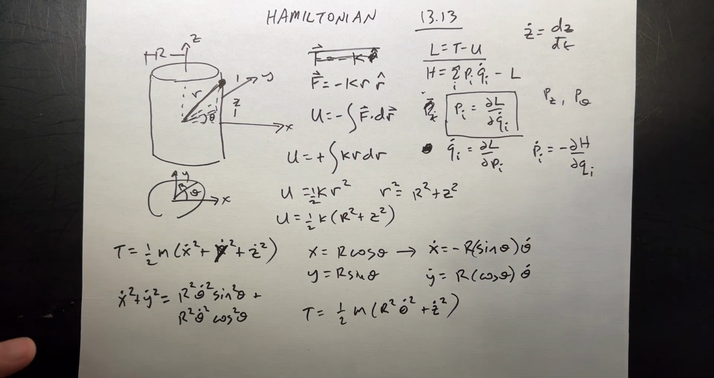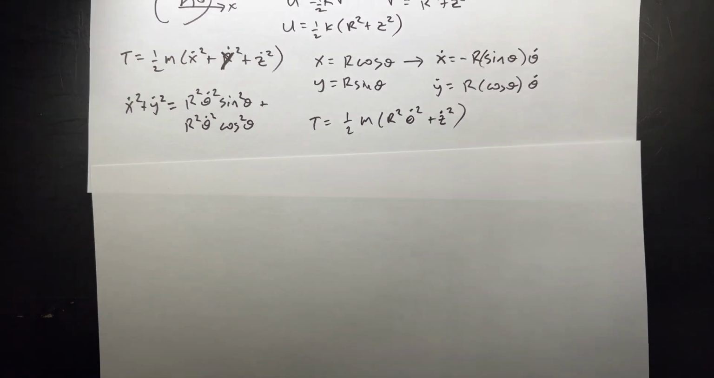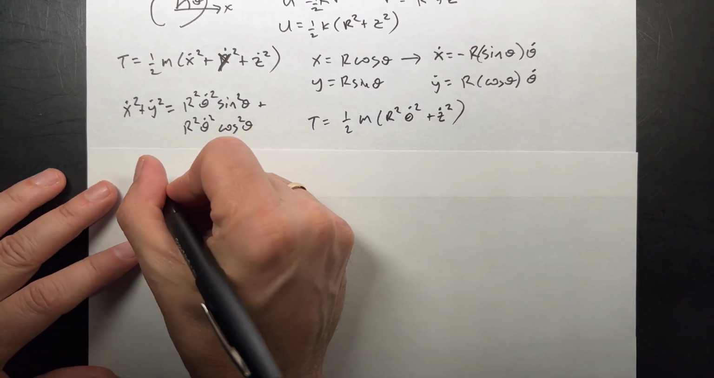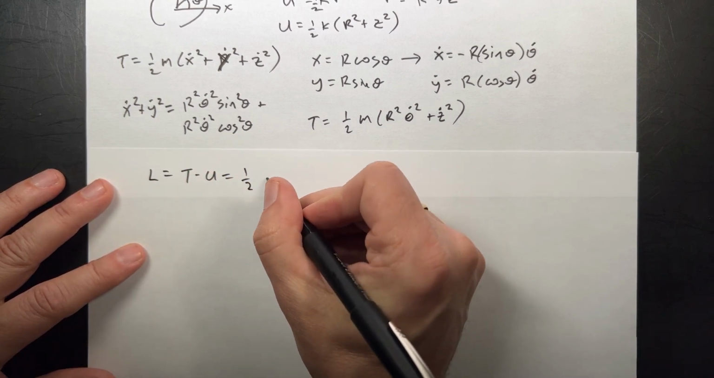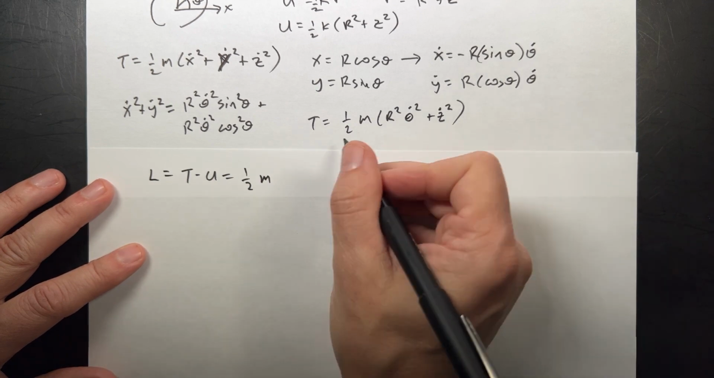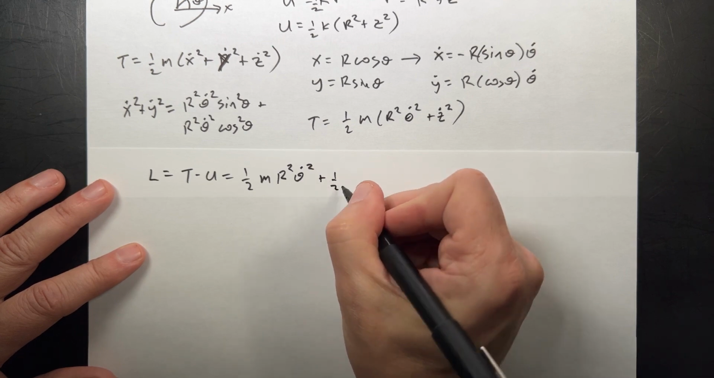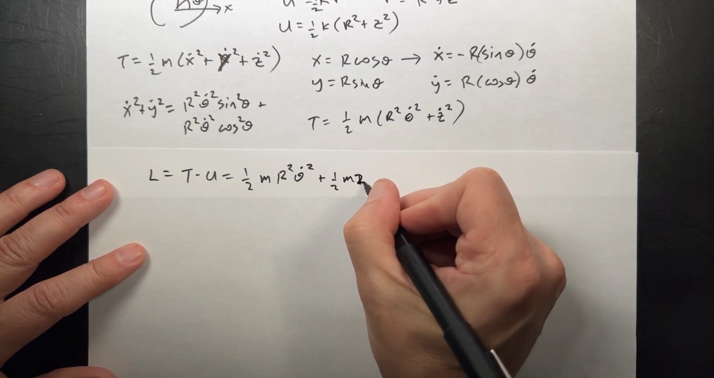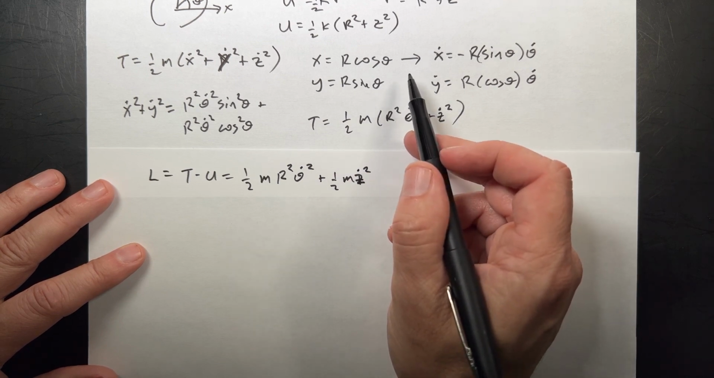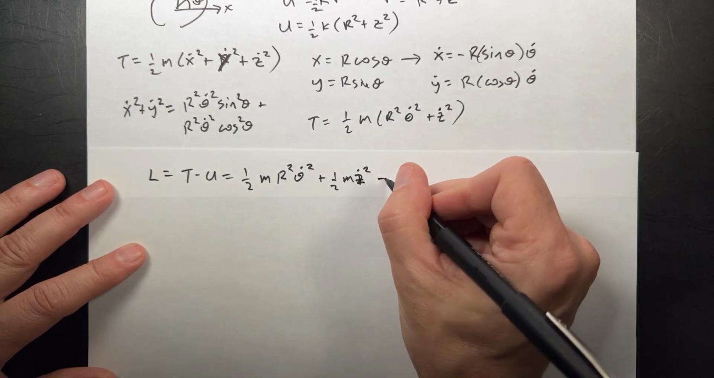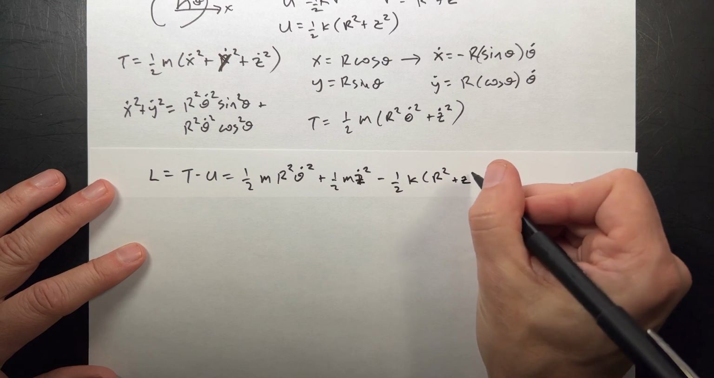Okay, now we can write down our Lagrangian. And we need that to find the potential. So let's write down the Lagrangian. L equals T minus U. So that's going to be 1/2 m. I'm going to put these in two different terms. r squared theta dot squared, plus 1/2 m z dot squared, minus the potential, which is this. So minus 1/2 k times r squared plus z squared.